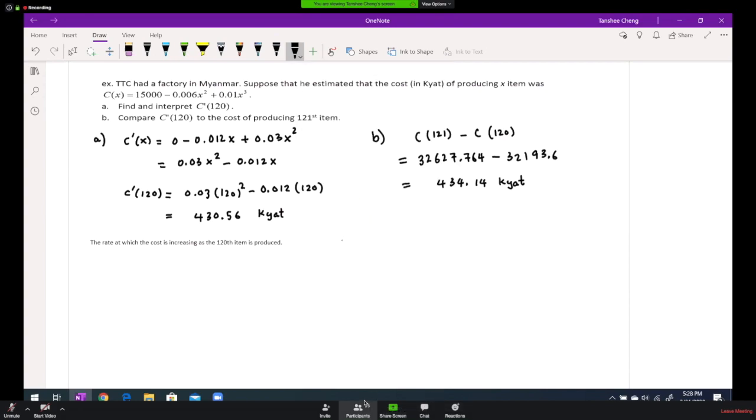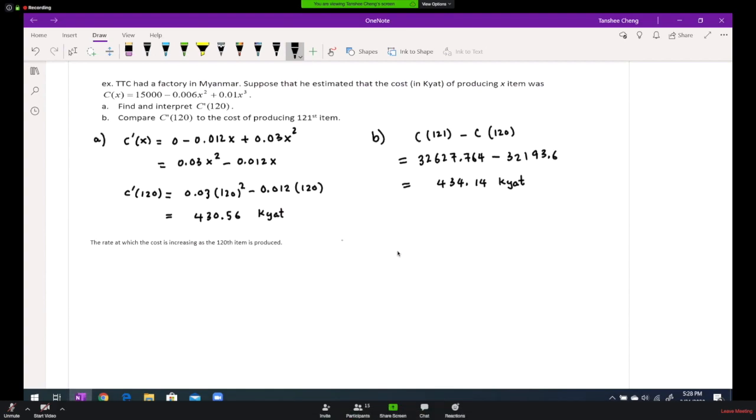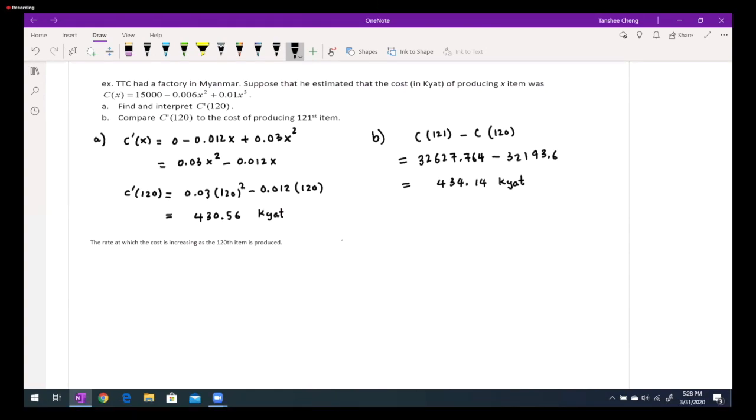$434.14 more, right? Now, this value, we sort of know that it will be around there from part A, because part A is already telling you that when you are producing the 120th item, the rate of change of the cost is increasing approximately $430.56. So you can see that these two values are very close to each other.